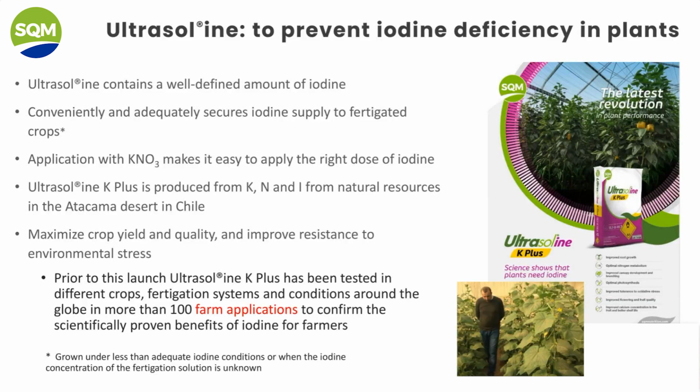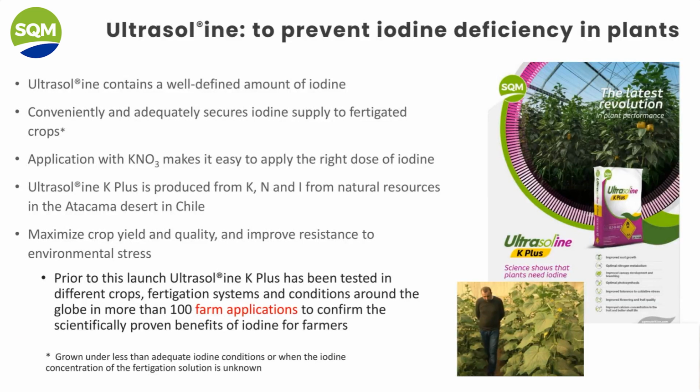Well, Ultrasaline helps to maximize crop yield and quality and improve resistance to environmental stresses. This, of course, relates to the scientific knowledge that we have been building up over the past years. But of course, prior to the launch of Ultrasaline K+, it has been brought into practice. It has been tested in different crops, in different fertigation systems, in different conditions around the globe in more than 100 farm applications. And these farm applications have indeed been demonstrating agronomical and economical value. And we will now start to give you some insights into some of the results that we have encountered.